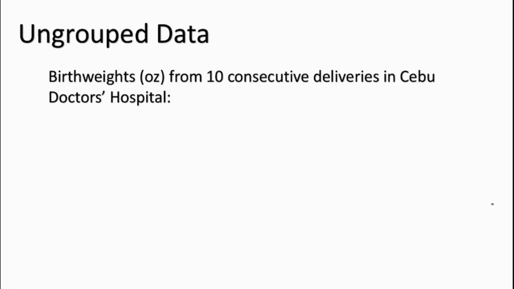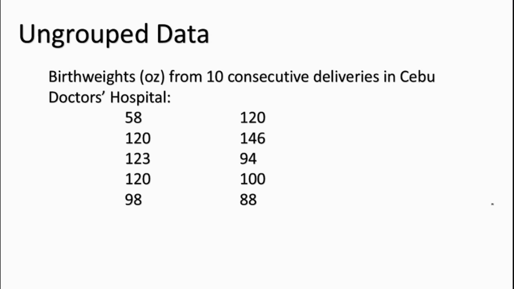Let's begin with ungrouped data. An ungrouped data is really just the raw scores from actual measurements. So in this example, we are shown the birth weights measured in ounce from 10 consecutive deliveries in Cebu Doctors Hospital.